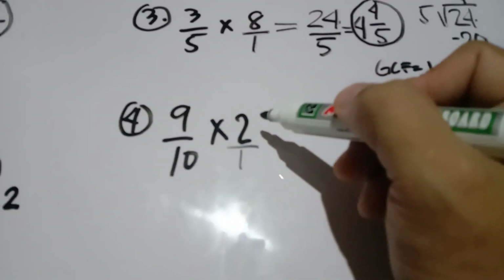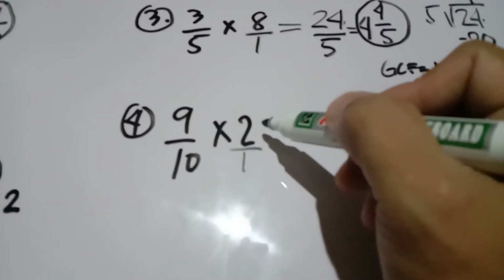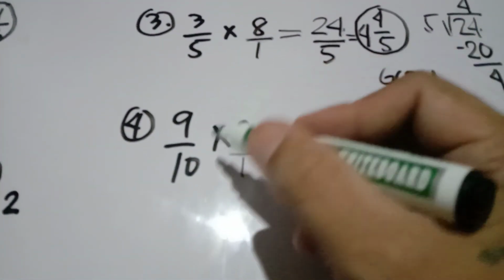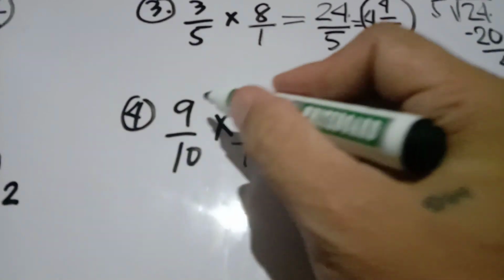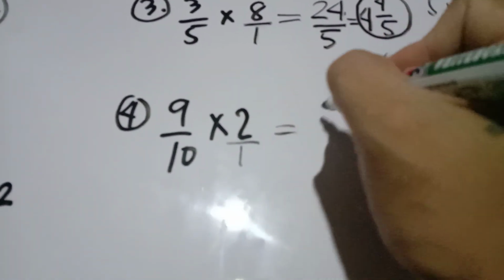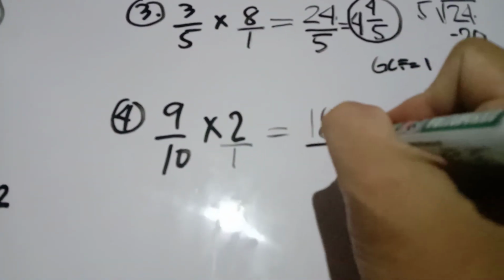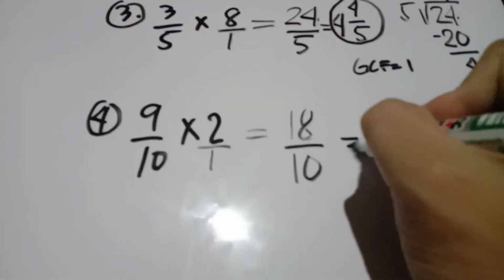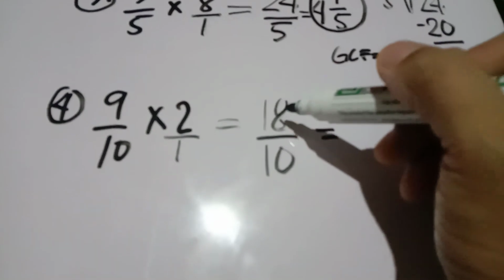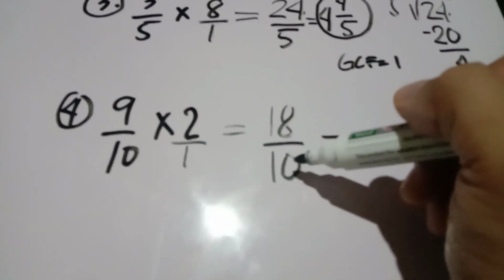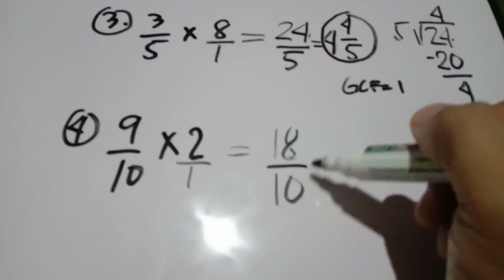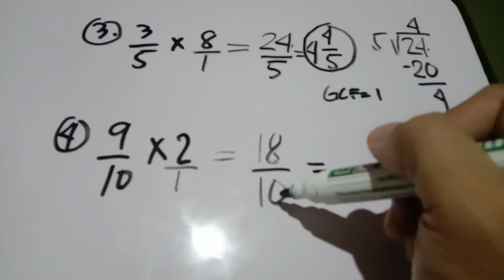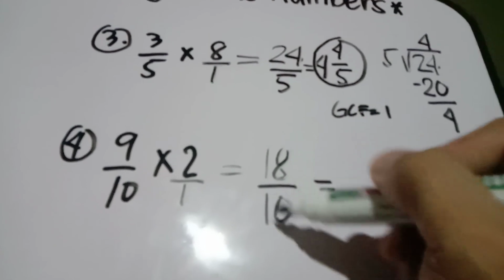Okay, so after that, multiply na natin yung numerators. Just multiply the numerators and multiply the denominators. So 9 times 2, that is equal to 18. Then 10 times 1, that is equal to 10. Okay, so try to check the answer. 18 over 10. Ano yung napapansin mo? Mas malaki yung numerator kaysa denominator. So, it is an improper fraction.